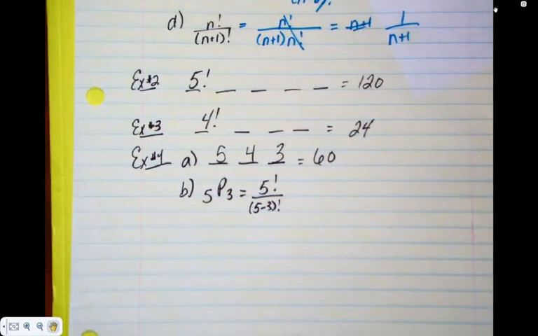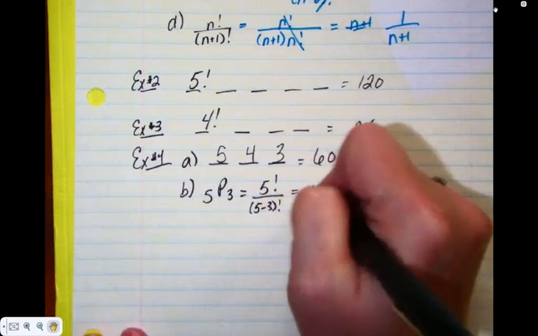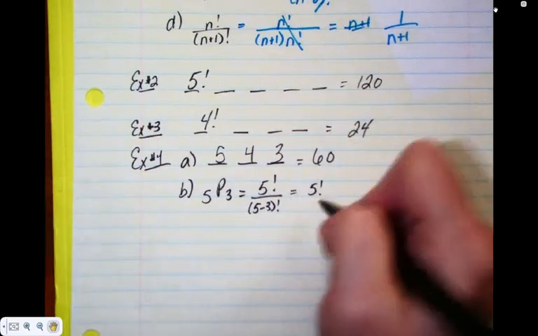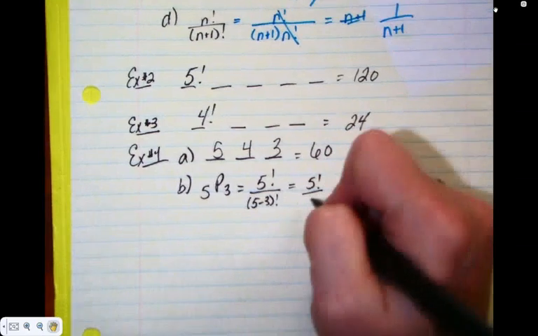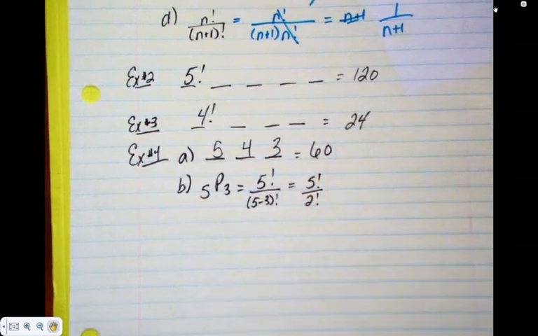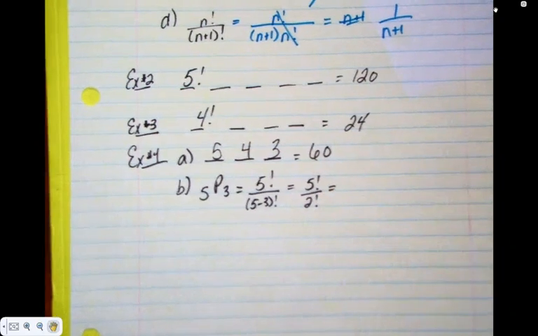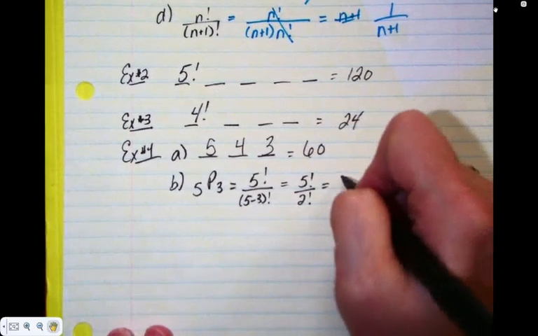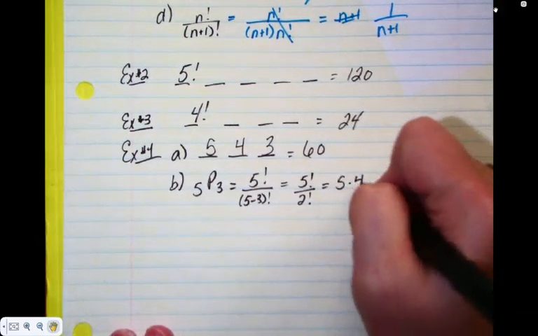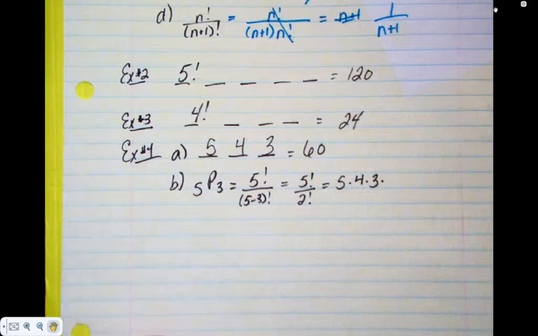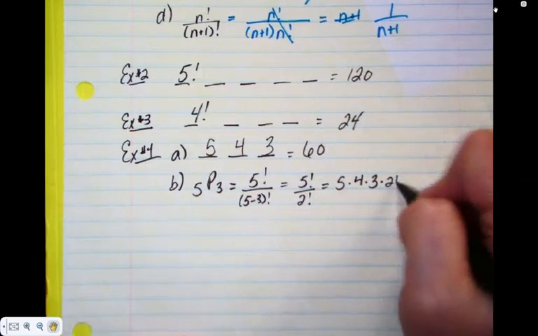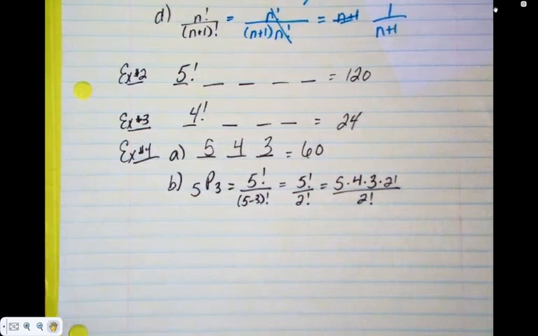BEDMAS says we simplify the brackets first. So within the brackets, I've got a 5 minus 3, which would be 2 factorial. This is why we just practiced simplifying factorials. Which one am I going to break down, the 5 or the 2? The 5. So 5 factorial is equal to 5 times 4 times 3 times 2 factorial. Going to stop there. Why am I stopping there?